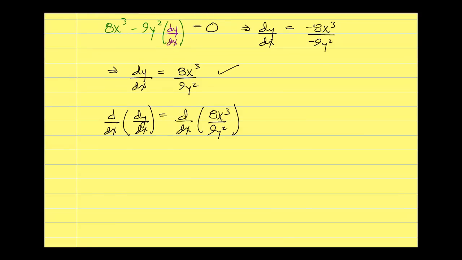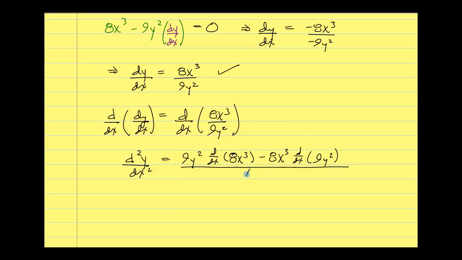So on the left-hand side, basically what I have here is d squared y dx squared. And this notation means second derivative. And then over here, to take the derivative of this, I need to use the quotient rule. So I have the bottom times the derivative of the top, minus the top, times the derivative of the bottom, all over the bottom squared. So I have 9y squared, quantity squared. And make sure the 9 and the y squared are both being squared here.